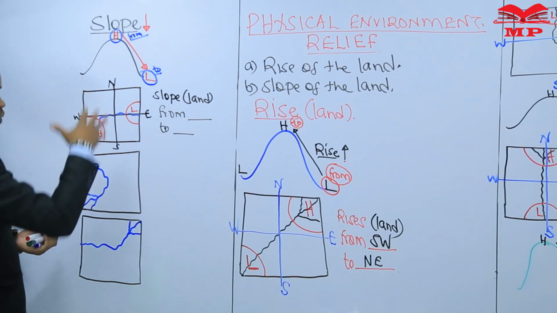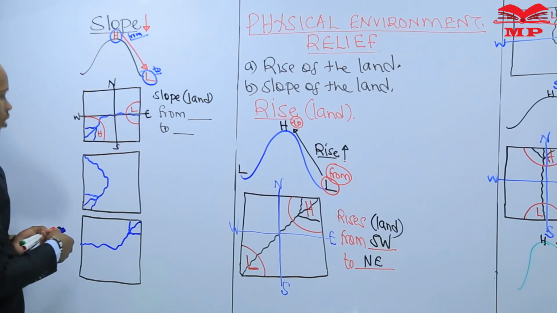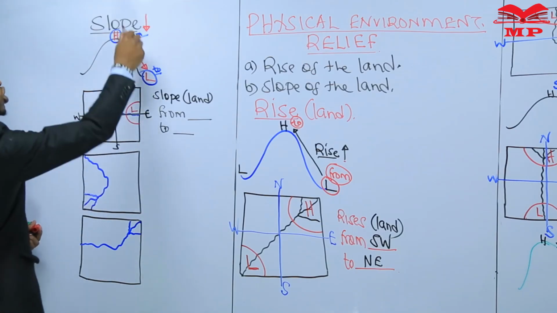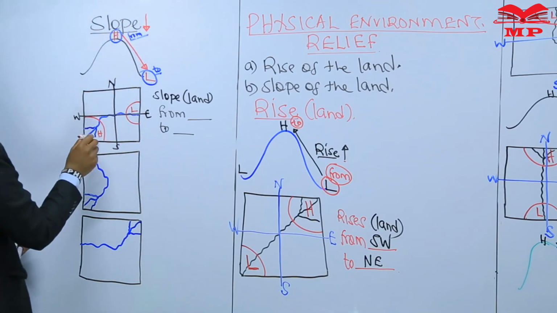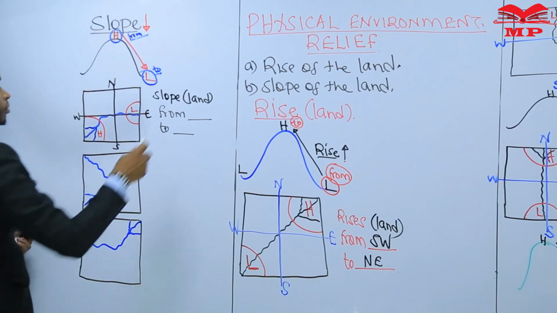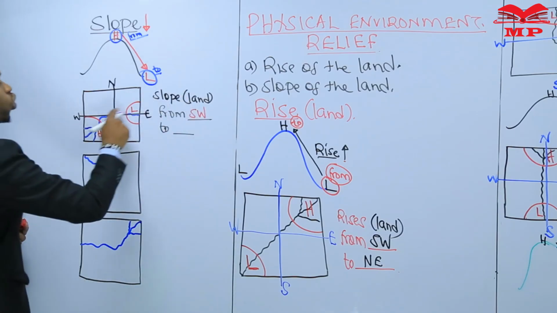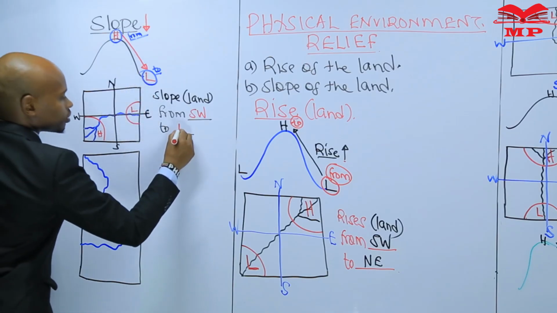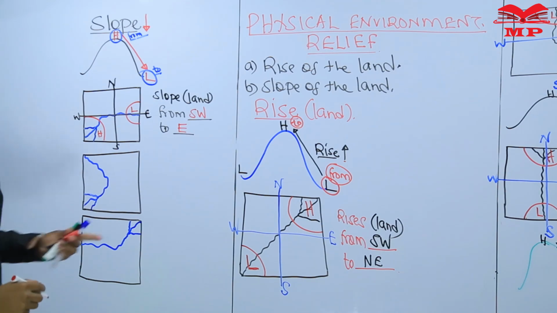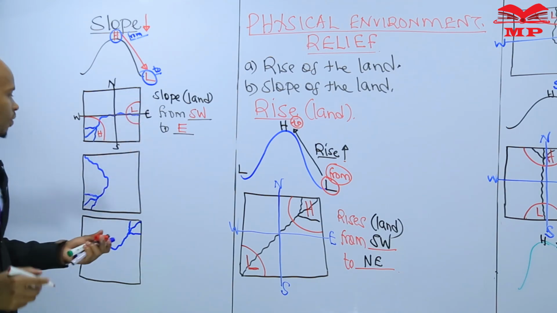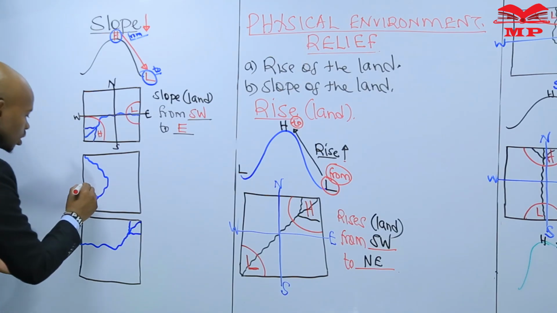So, we have everything we need. From, to. So, the land slopes from where? Slopes from highland. From highland. So, where are the coordinates? What is the direction? Southwest. To where? To lowland, and our lowland is in the eastern part of the map. Very, very simple. Example number two, identify the highland and the lowland.